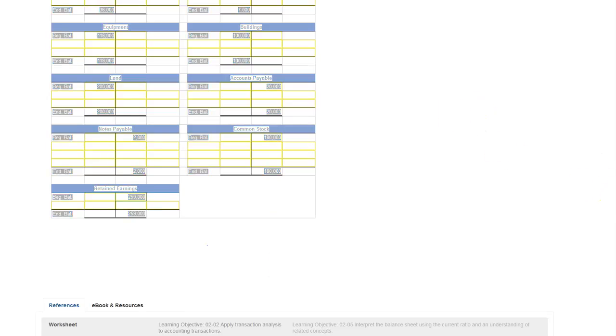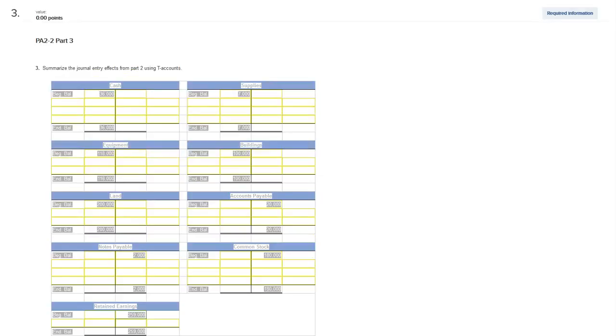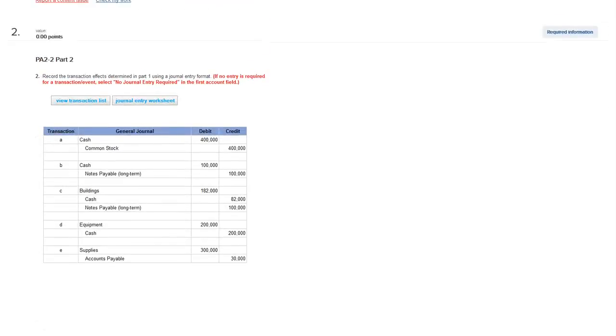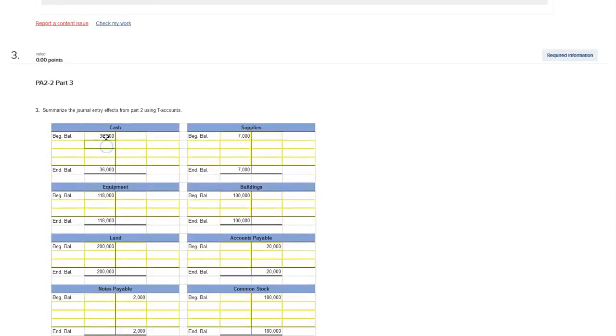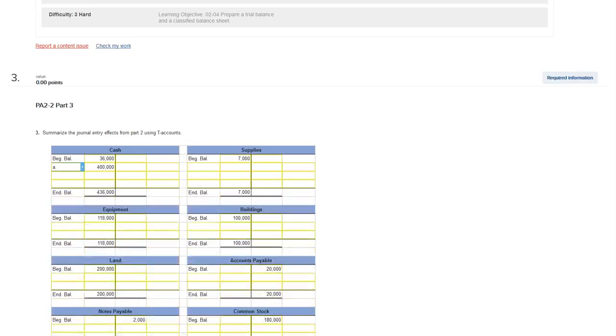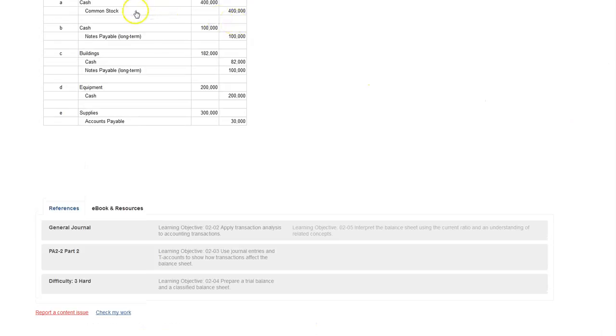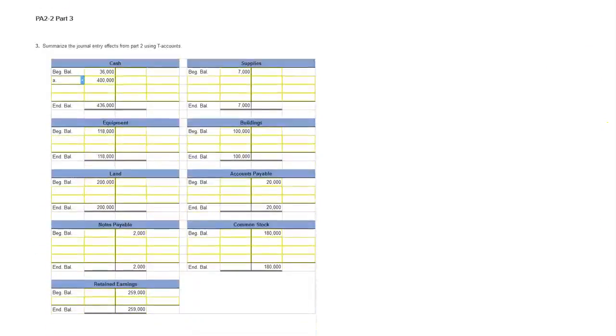Okay, now let's post our transactions. I may not have time to do all these with you, but at least you'll have a little bit of an idea how to do this in Connect. So we're going to go to the cash account and put on the debit or the left side $400,000. There's the left side. You have to choose a transaction letter here, A. Then our journal entry says go to the common stock account and put $400,000 on the credit or the right side.